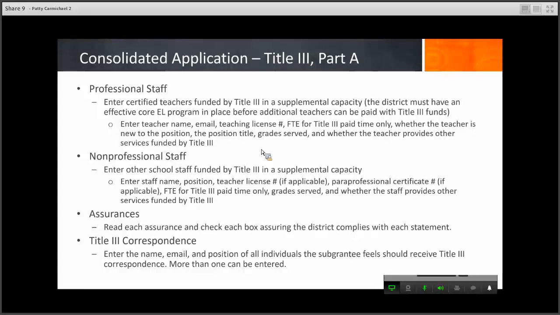And then there are a few assurances in the Title III area, and a space for Title III correspondence where you can put in any staff contact information, and they will receive Title III correspondence from the Department of Public Instruction. Keep in mind, this area will only be for Title III correspondence. If you have teachers who you would like to receive general EL information or English Learner Program information, you can put those names in the MIS 01 Fall Report under EL programs.